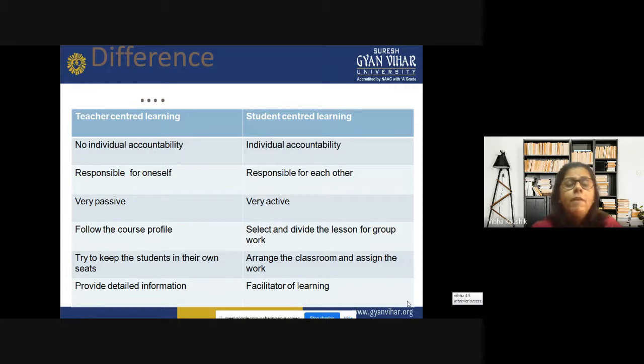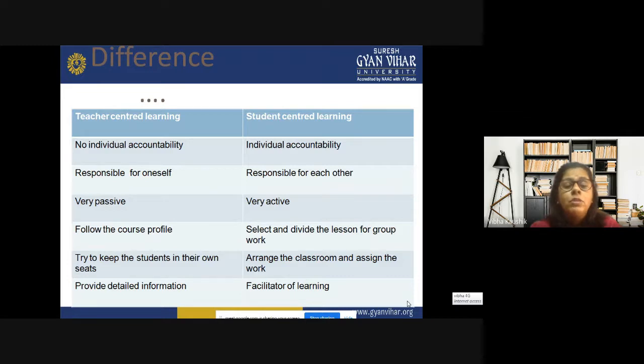In teacher-centered learning, learners are very passive. In student-centered learning, learners are very active because they are involved in the teaching learning process. In teacher-centered learning, the teacher follows the course profile, and selects and diverts the learning groups for different work or different assignments.